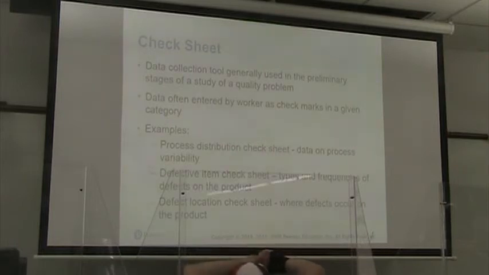So a process distribution check sheet gives us data on the process variability. A defective item check sheet, types and frequencies of defects on the product. Defect location sheet, where defects are occurring on the product.